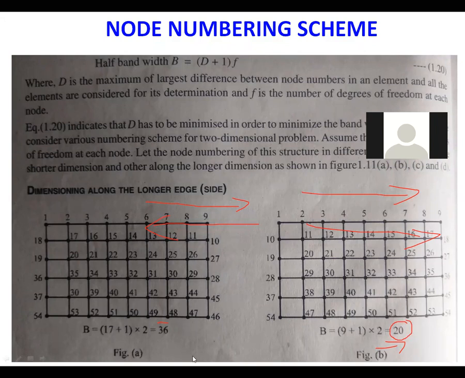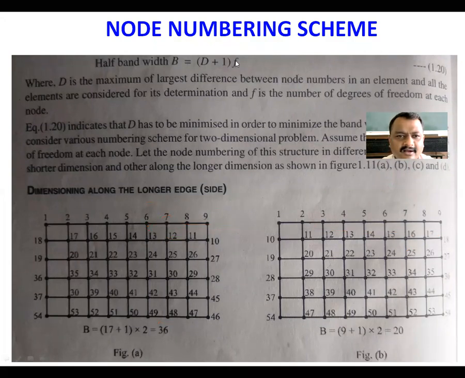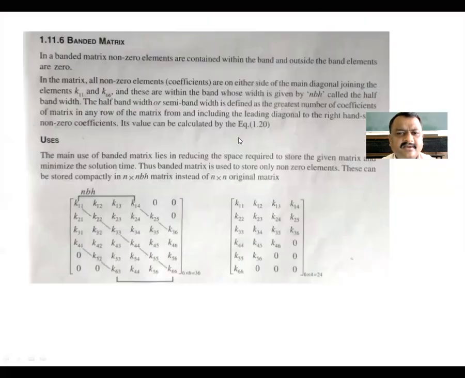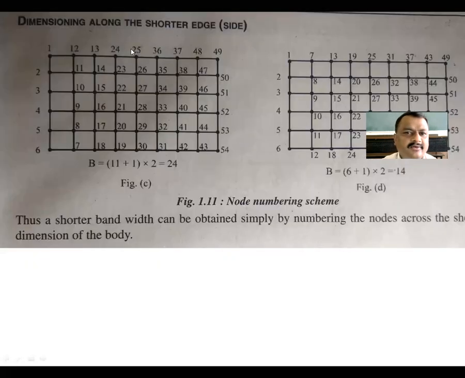Okay. So this is one way of reducing the bandwidth. Now I will try to reduce it still further by considering the next way. Instead of numbering along the longer side, I am numbering along the shorter side, that is in the vertical fashion, where the number of rows is less. The number of rows is only 5 or 6, whereas the number of columns is 9. So let us see in the next slide.